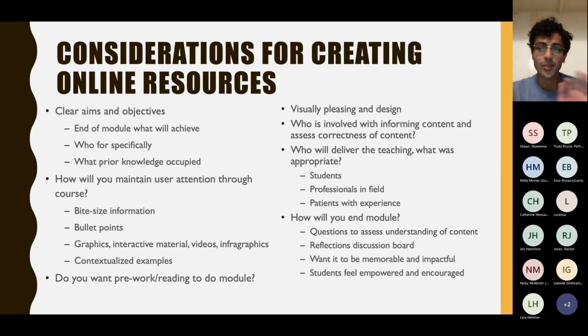So here are some considerations, maybe if you wanted to create your own online resources, especially things that I was considering at the time I was making mine. So I was told to have clear aims and objectives. So that's my learning outcomes. What I really wanted to achieve, what did I want the participant to leave with, what knowledge, what feeling did I want them to leave with, and who was it for specifically.